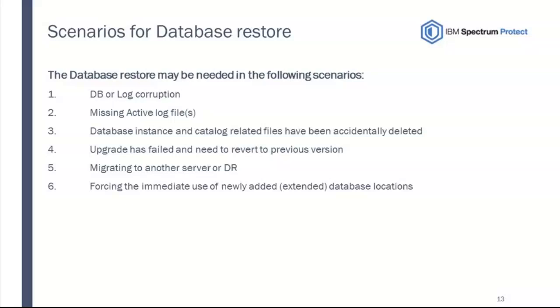Fourth and fifth, in case you are upgrading or migrating your Spectrum Protect server from version 6 to version 7 and that fails, and you want to revert, then you need to restore your version 6 database. Last but not the least, in case you have added a new DB directory, but Spectrum Protect is not distributing all data into the newly added directory, then a DB restore will help to rebalance the data across the DB directories.